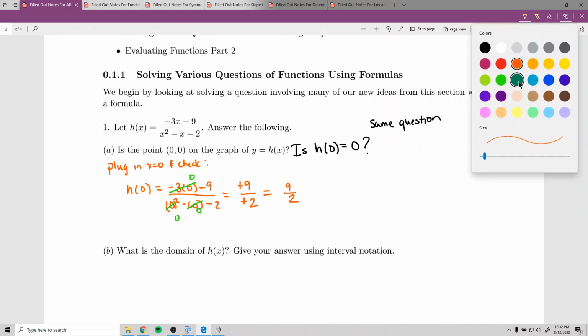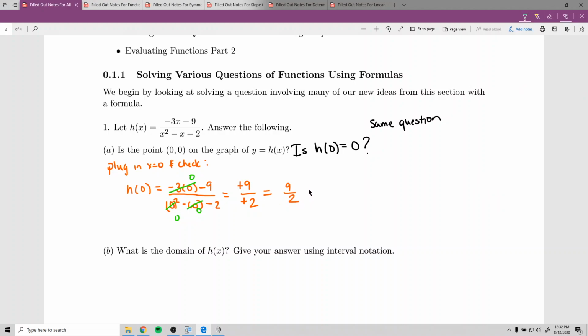And now we can answer the question, is h of 0 equal to 0? No. h of 0 equals 9 over 2. So this one's just a no, or false, whatever it says.